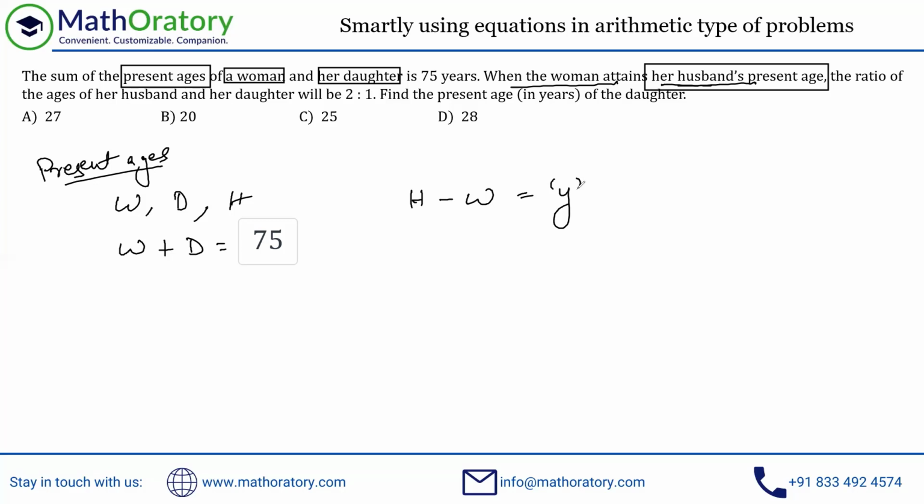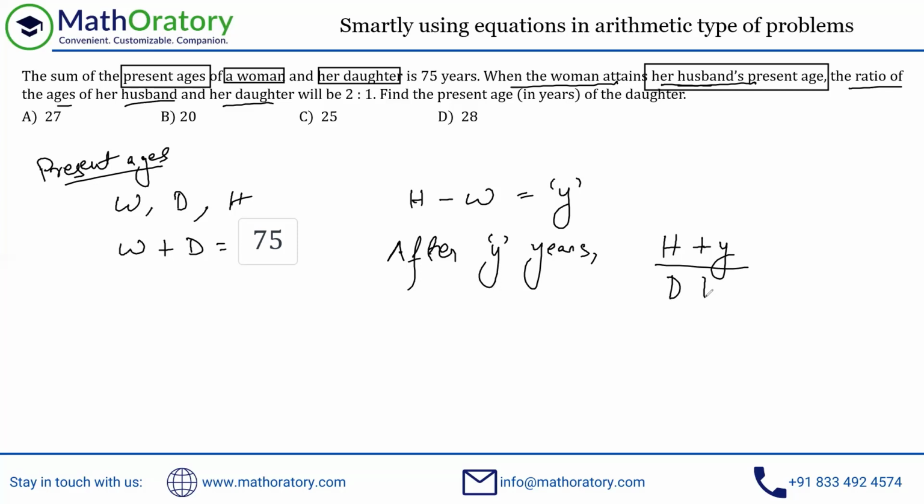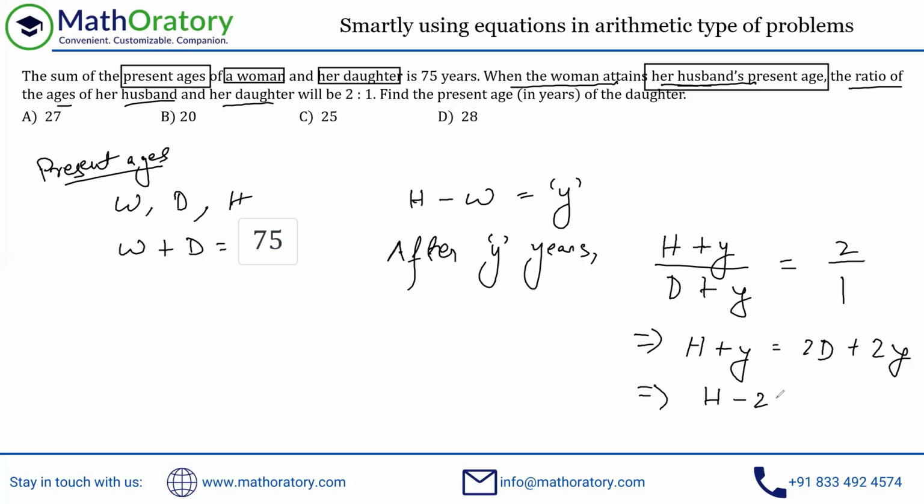So what is happening, by the way? After Y years, when the woman attains her husband's age, the ratio of the ages of her husband and daughter. By the way, this is talking about the age of the husband after Y years, right? So after Y years, the husband's age will be H plus Y, and the daughter's age will be D plus Y. And this ratio will be 2:1, that is given, right? So if you just simplify this, you have something like H plus Y is equal to 2D plus 2Y, which resolves to something like this: H minus Y is equal to 2D.